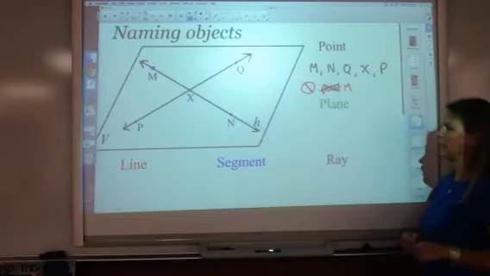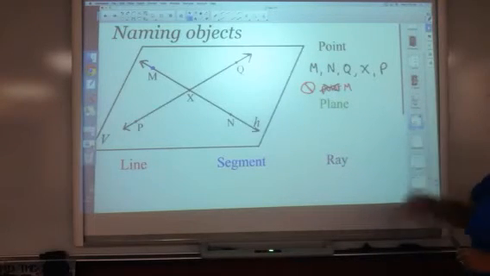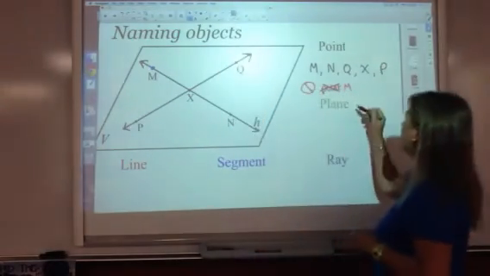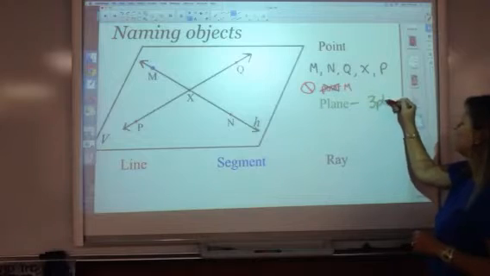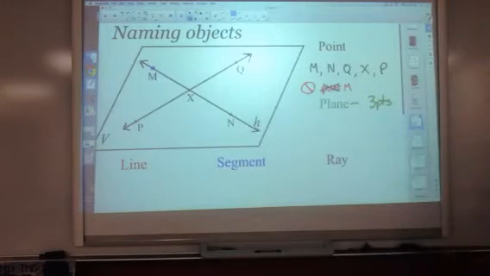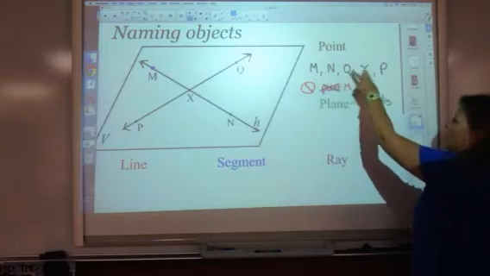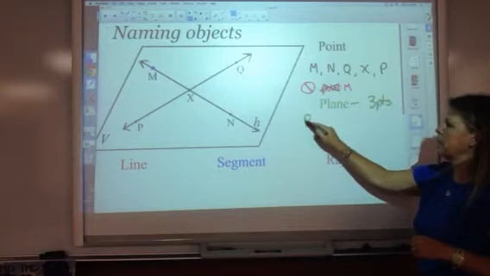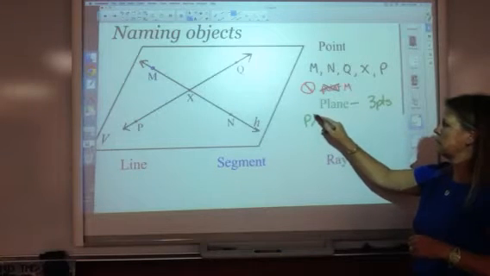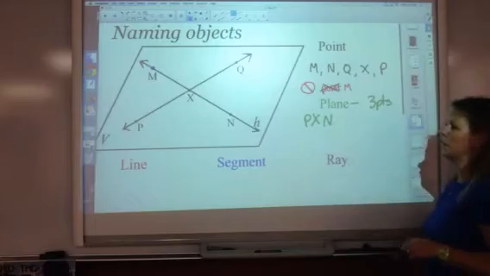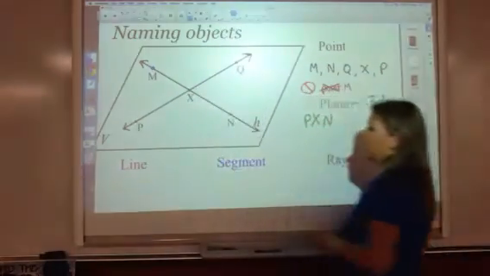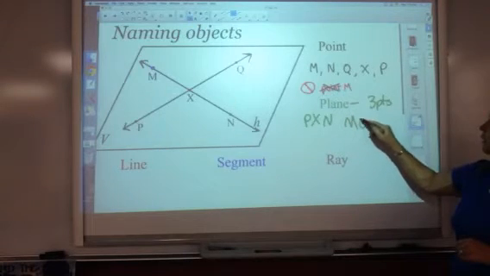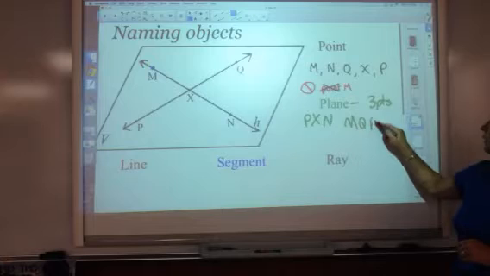All right, moving on. The plane. If you're talking about the plane, as I said before, you need 3 points. Any 3 points can make a plane. So for a plane, you're always going to use 3 points, any 3 points on that plane. They have to be points M, N, Q, X, or P. It can't be H or V. You're going to pick P, X, N, which might be a plane. P, X, and N, you could name the plane. You could name it M, Q, and P if you want to.